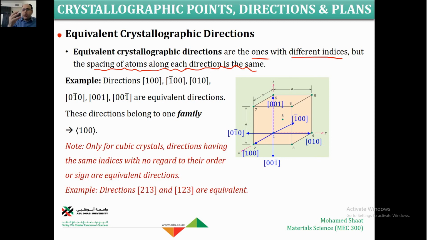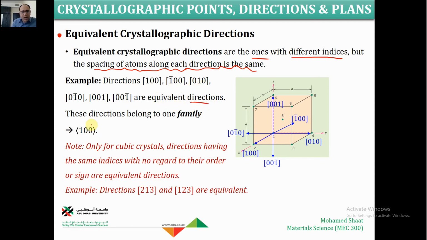This is just like finding the magnitude of a vector. Like this one is going to be 1 squared plus 0 squared plus 0 squared, which gives 1. So the length of this vector is 1, the length of this vector is 1, the length of all of these directions is 1. So all of them are equivalent vectors, equivalent directions. For example, directions 1, 0, 0, negative 1, 0, 0, 0, negative 1, 0.